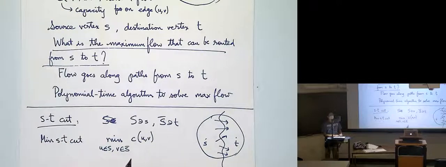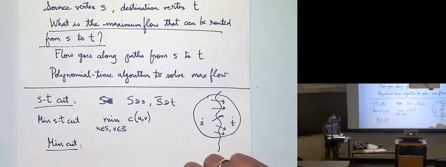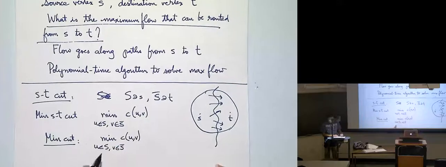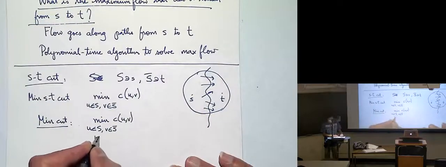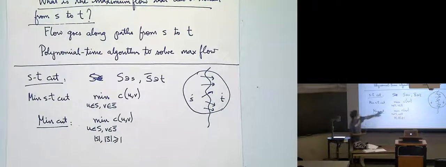In general, the problem of min cut would be to just minimize where both parts are non-empty. So when you have this condition that you want to separate S and T, it's the ST cut problem. If you have no condition, you just want to cut it into two parts, and you don't care about the sizes, that's called just the min cut problem. Okay?